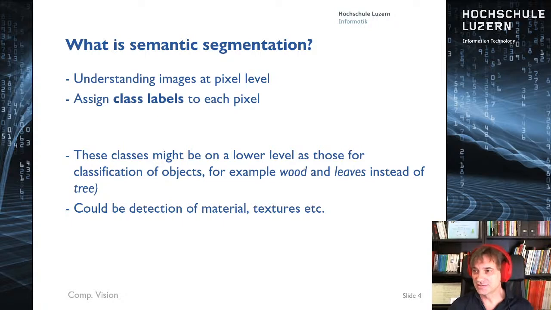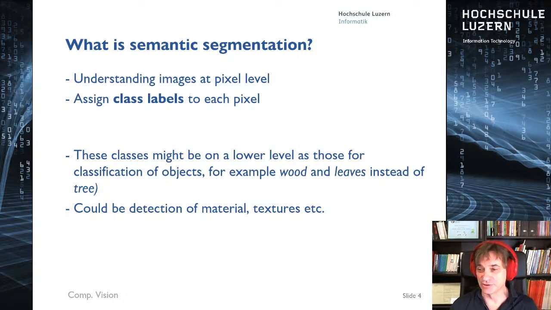So what is known as semantic segmentation? Here we look at the images at pixel level, and what we try to find out is a class label for each pixel in the image. Depending on our application, that could be different types of classes. But since we are at pixel level, these might be more low-level classes that we can use later for the classification of whole objects.